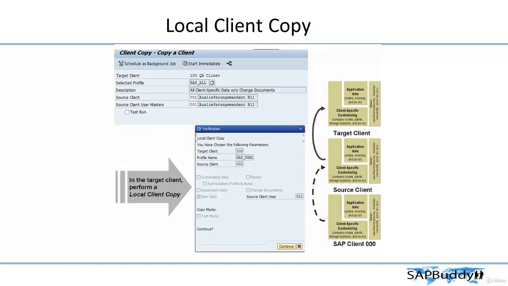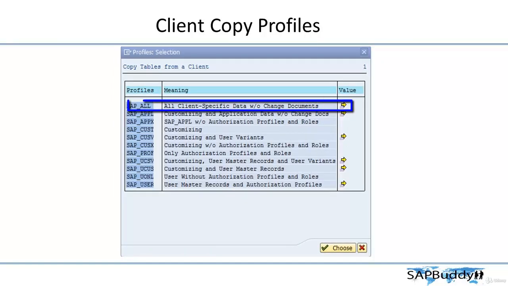Once you execute SCCL, you will come to the screen where you can select the profile. We've seen what the profile means. You can specify which profile you want to copy, then specify the source client. You have a profile called SAP_ALL. That means it will copy all data without change documents. Change documents means, for example, when we create a user, you have a change document saying who created this user and this kind of information. Same like that, in business transactional data, you have a lot of change documents there. So it will copy all data without change documents. That is SAP_ALL, that means you copy everything.